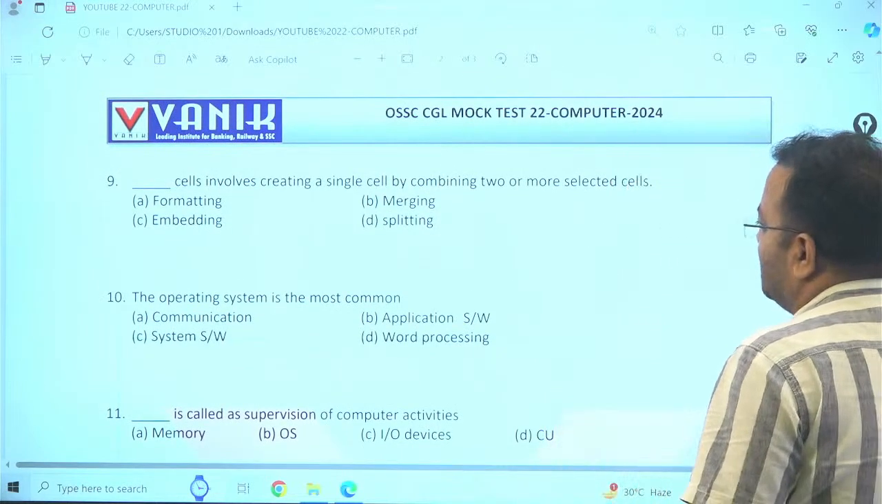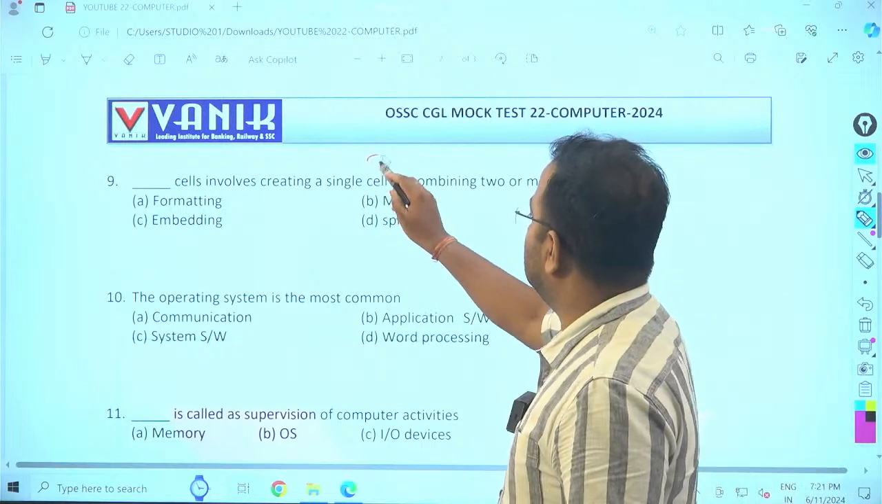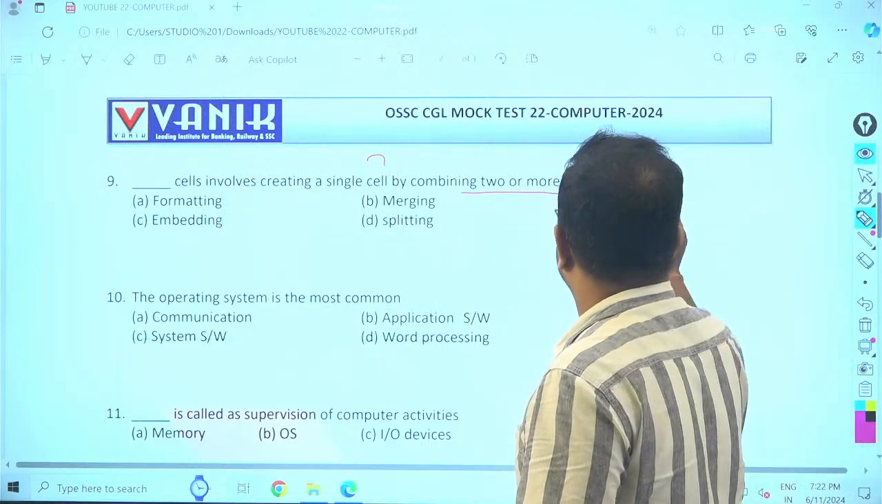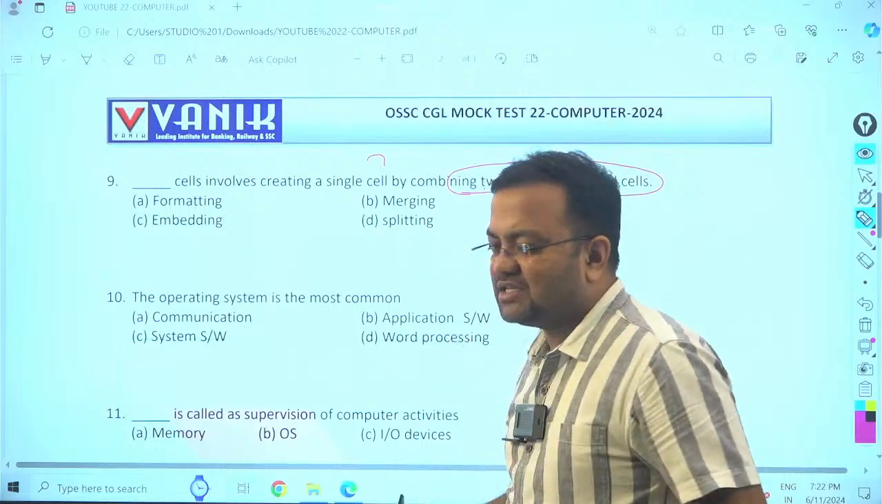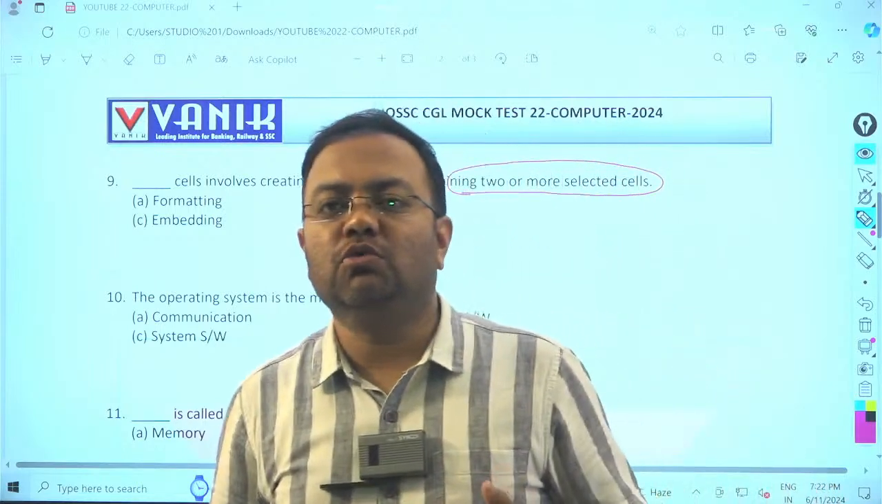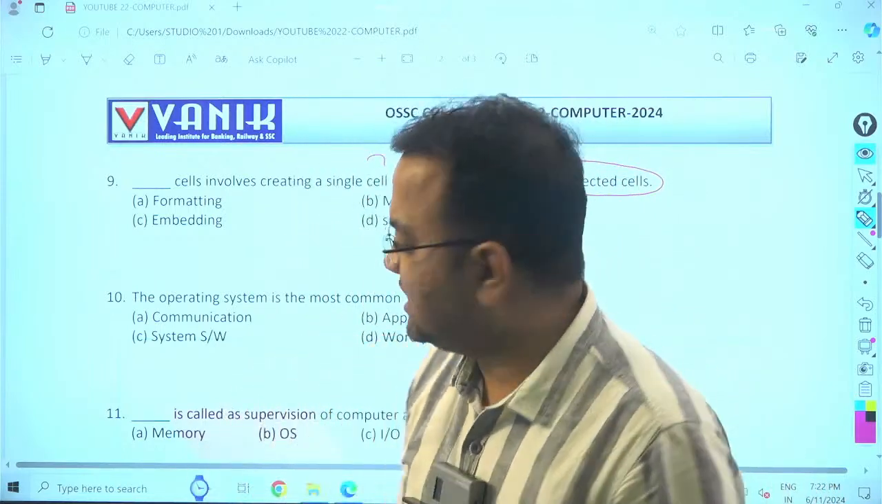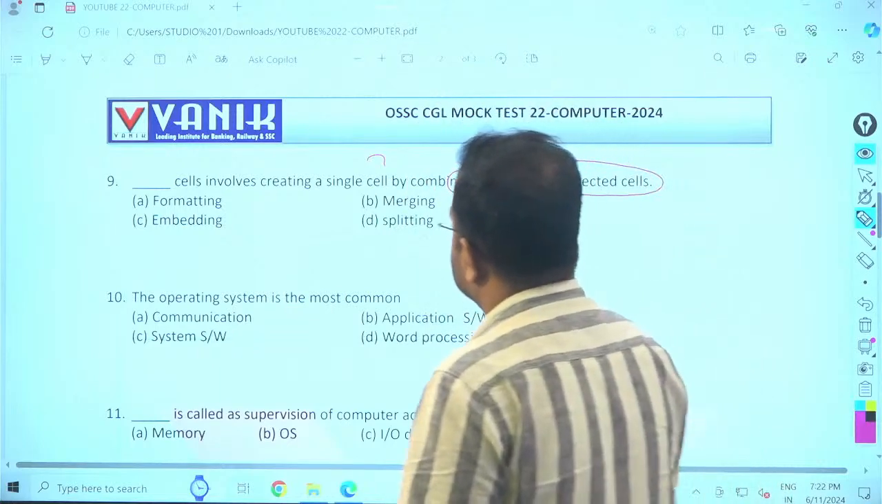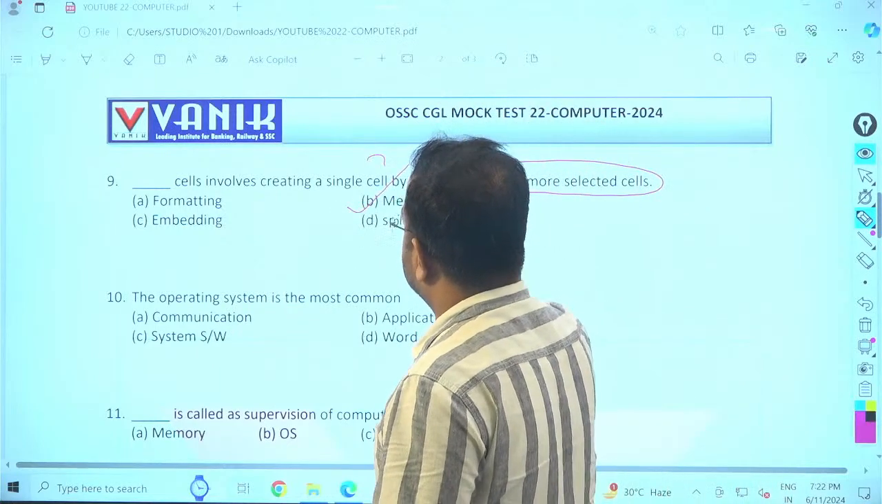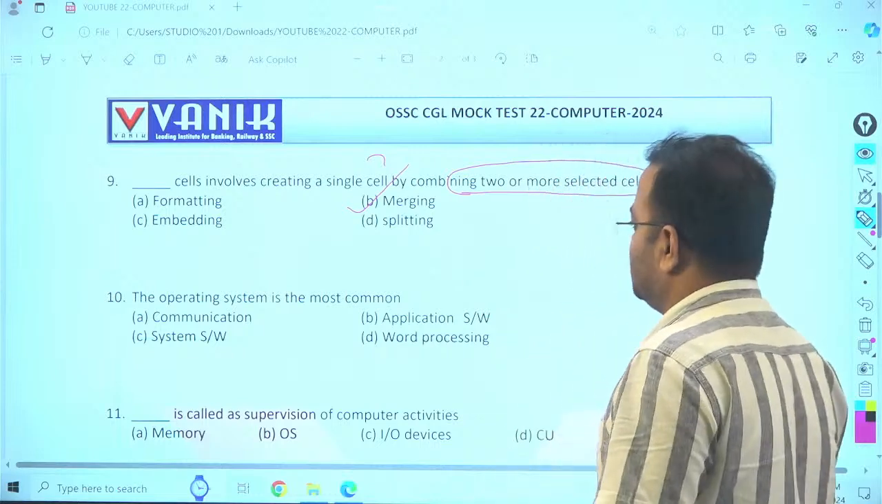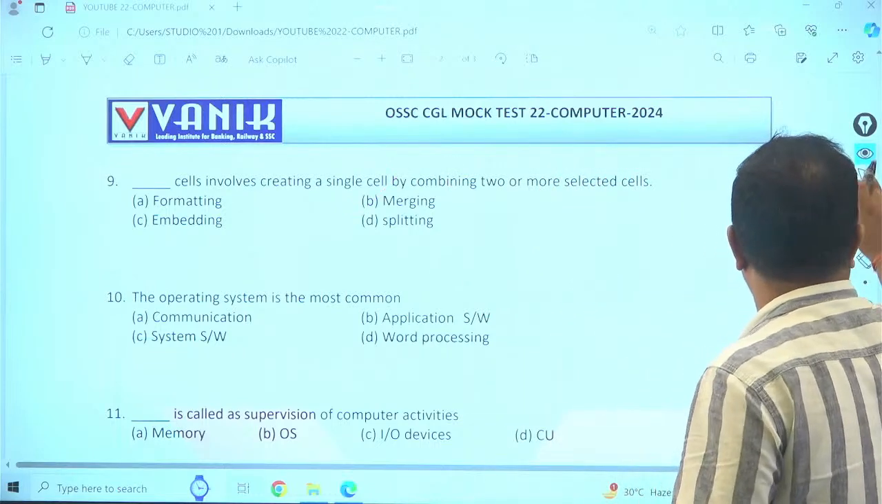Dash cell involves creating a single cell by combining 2 or more selected cells. So it has asked, if you combine 2, 3 or more cells into a single unit, then we can say this is merging. The option is B, answer is what? Merging. Then goes to question number 10.